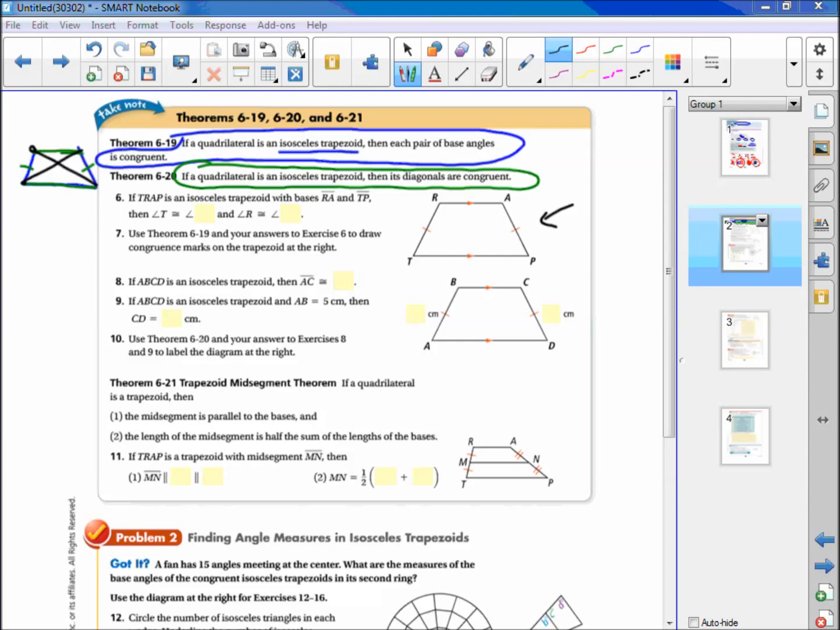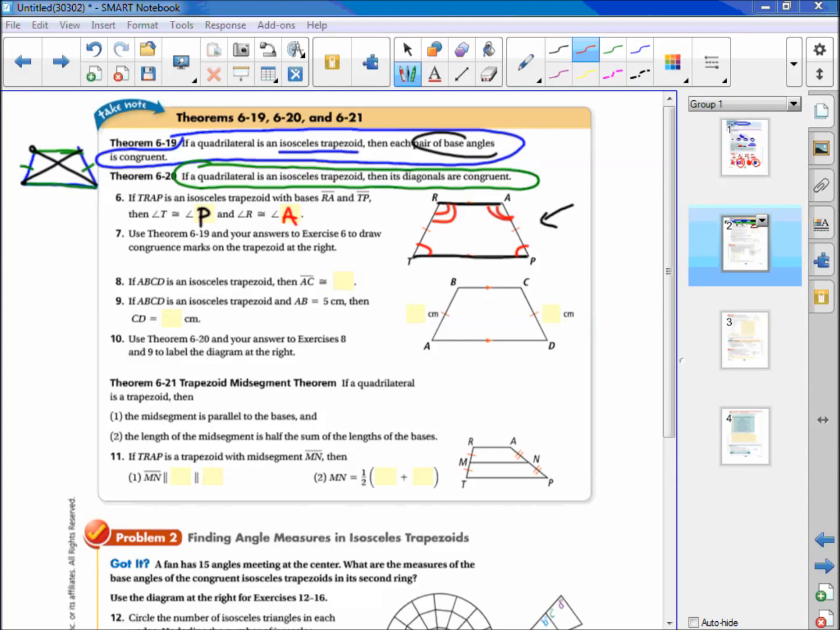it has bases RA and TP, that's why those two are set parallel, then angle T should be congruent to angle P, and that's because each pair of base angles is going to be the same. So that marks this angle and this angle the same. And angle R and angle A should be the same. Now, they're not going to be the same as T and P, but they're going to be the same as each other.